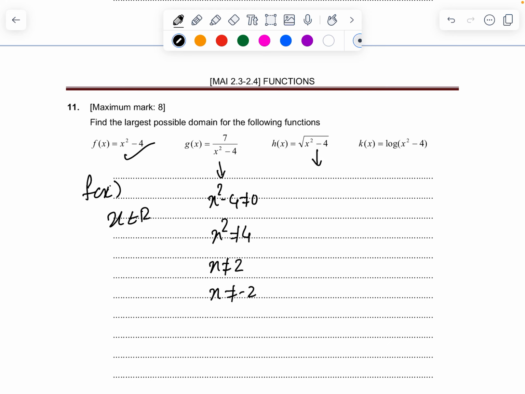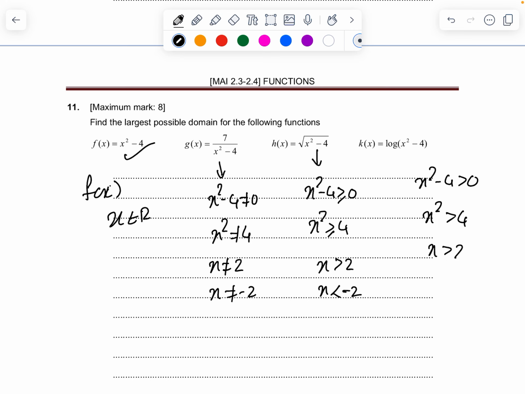Now, the square root of a positive number is only possible. So x square minus 4 should be greater than or equal to 0. So x should be greater than the greater root, or x should be lesser than the lesser root. Then x square minus 4 should be a positive number, not equal to 0. X square is greater than 4, so x is greater than 2, or x is less than negative 2.